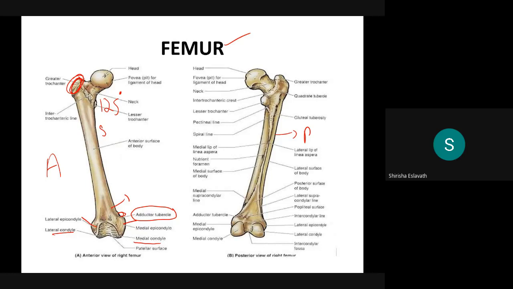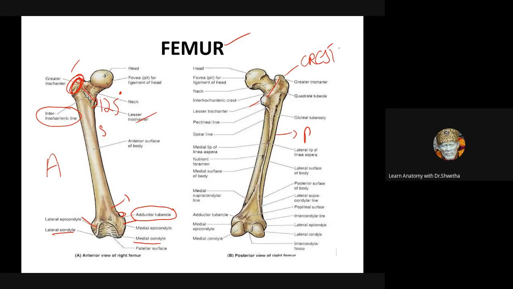That is the greater trochanter. This is the lesser trochanter. Now, anteriorly connecting the greater trochanter and lesser trochanter, you have the intertrochanteric line. What is that? Intertrochanteric line. Posteriorly, connecting the greater trochanter and lesser trochanter, there is the intertrochanteric crest.